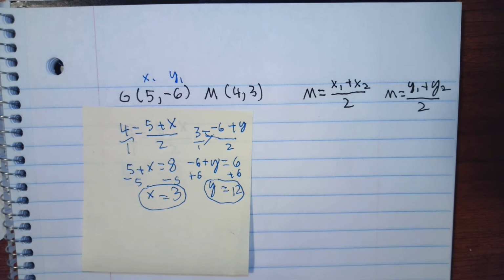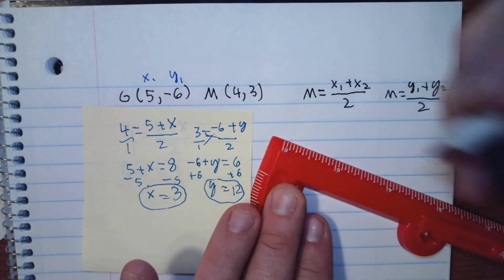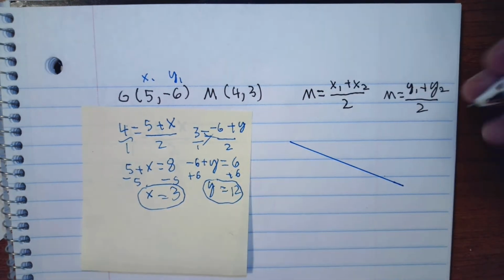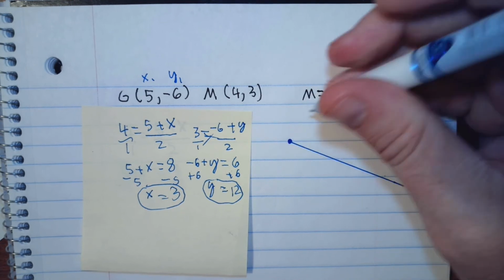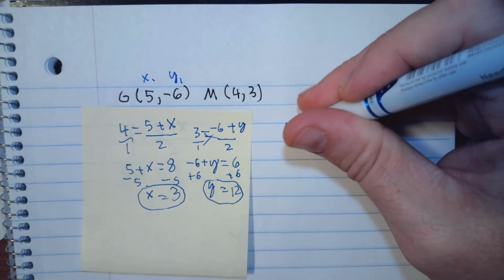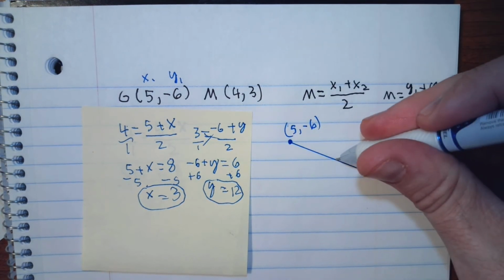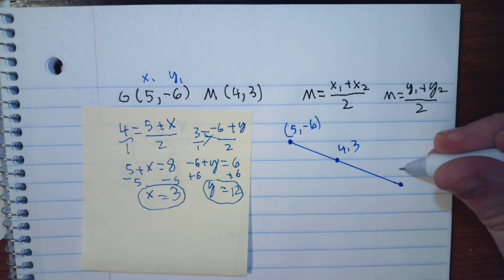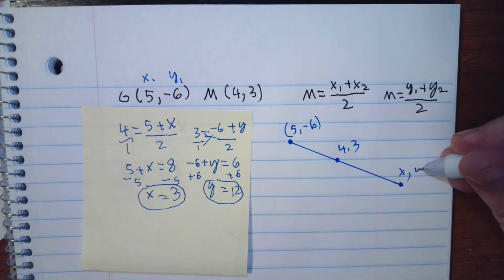We're going to do it a different way. I call this the geometry way. That's just a different way to think of it. It is also technically algebra. So I'm just going to draw a line. I'm going to put a point. I'm going to label this point 5, comma, negative 6. And I'm going to label this midpoint 4, comma, 3. And I'm going to label this point, well, x, y.